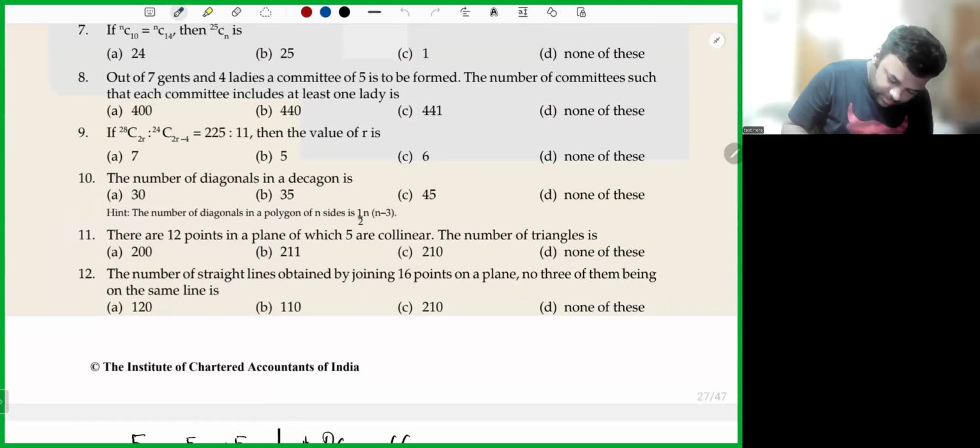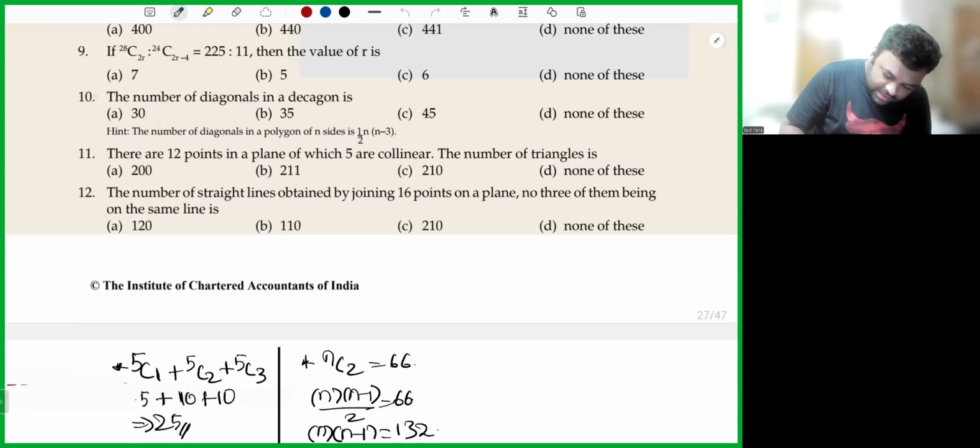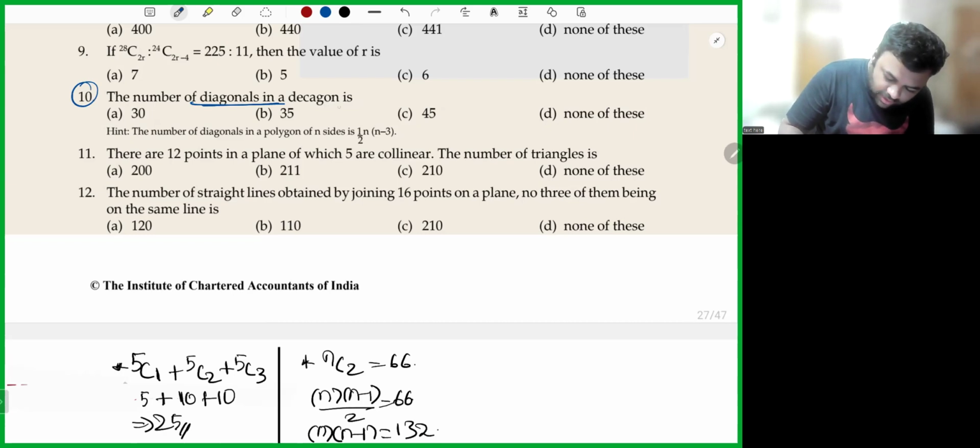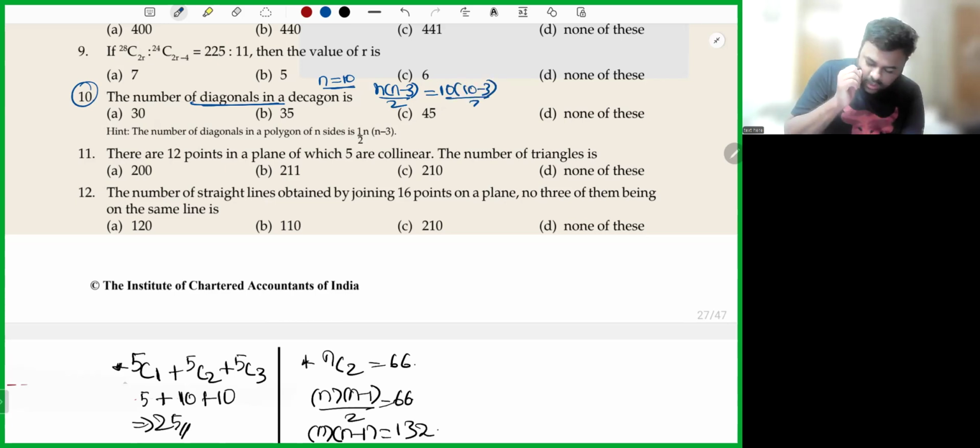See this question number 10. The number of diagonals in a decagon. How many diagonals are possible in a decagon? Decagon means a total of 10 sides will be there. n is equal to 10. So n into n minus 3 divided by 2. So 10 into 10 minus 3 whole divided by 2. So 10 into 7 by 2, 35.